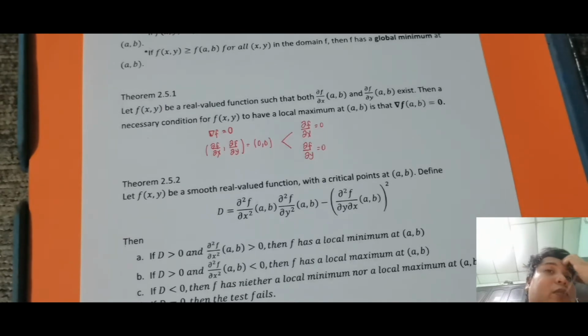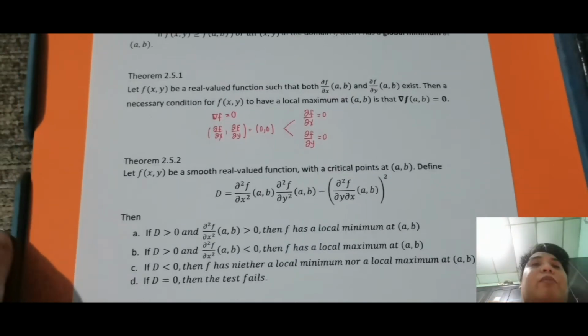Okay, so now, let's have theorem 2.5.2. Let f of x, y be a smooth real-valued function. So, again, ito yung mga term na smooth real-valued function. Something na pag sa advanced calculus, makikita mo na, ano ba yung smooth real-valued function? Ano ba yung intermediate value theorem? Something na ganyan. Lahat yun madidiscuss doon. Okay, so dito muna, focus lang tayo sa mga ganyan, since wala naman talaga siyang totally illustration.